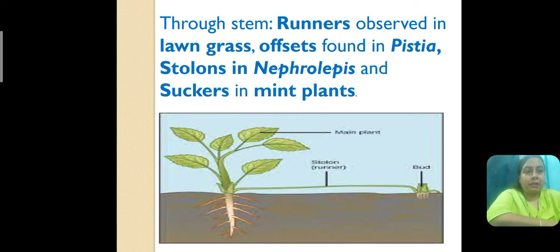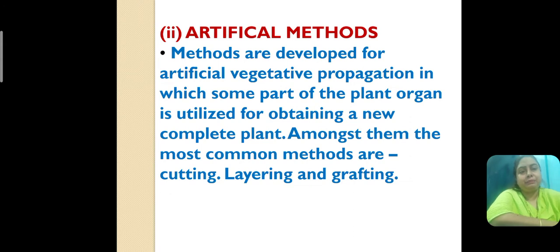Vegetative propagation can occur through different types of stems, like the runners in case of lawn grass, the offsets as found in pistia, stolons and suckers. Suckers are the stems which move through a distance. They have adventitious nodes and can give rise to a new plant, as in case of a mint plant.